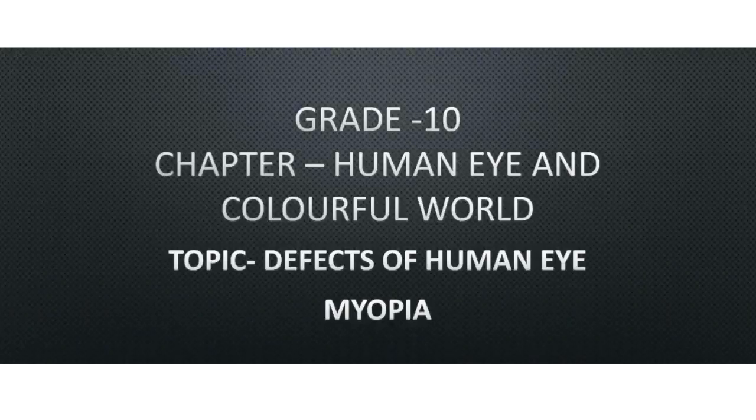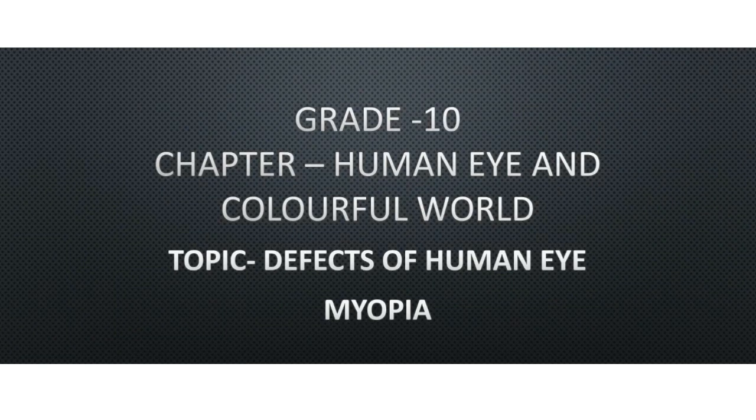Hello students, in the previous lecture we have studied about power of accommodation. Means the human eye lens can accommodate to focus near as well as far objects clearly, but sometimes the eye gradually loses its power of accommodation. In such conditions the person cannot see the objects clearly and distinctly. This is known as defect of vision.